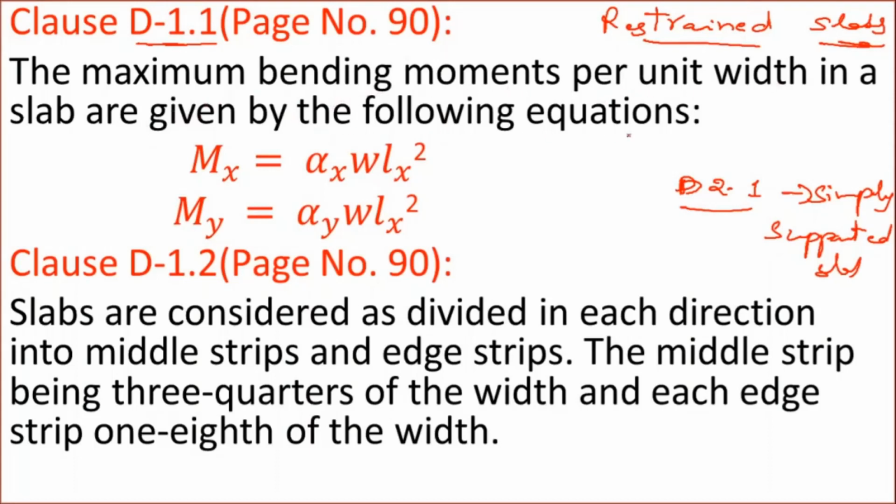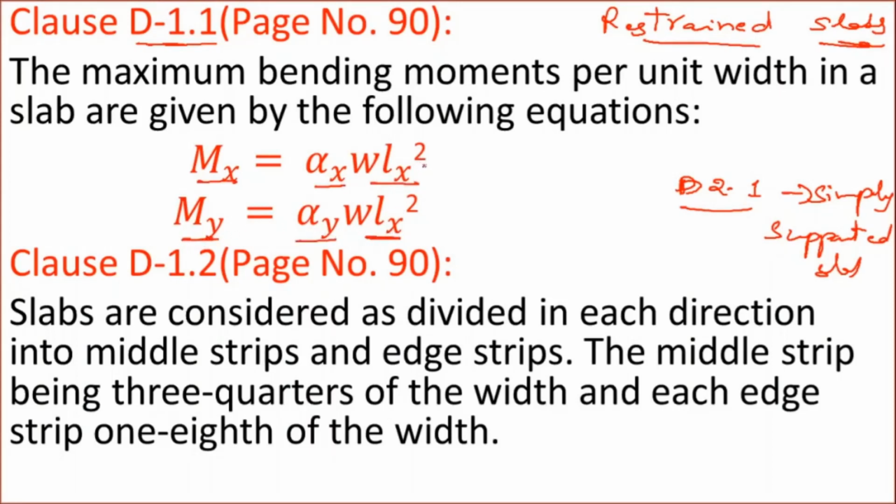the maximum bending moment per unit width in a slab is given by the following equations. As you know, in two-way slabs bending is considerable in both directions. You have to determine both Mx and My, and for them you have to design the main reinforcement. To determine Mx, the formula is alpha x into W Lx square, and to determine My, the formula is alpha y into W Lx square.